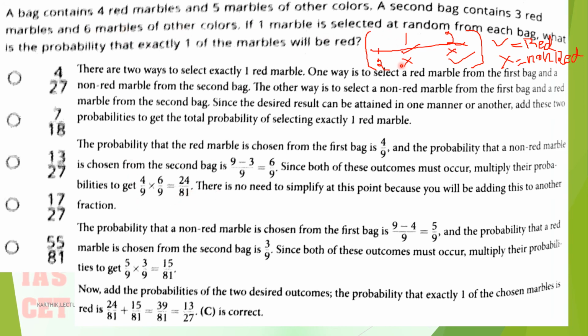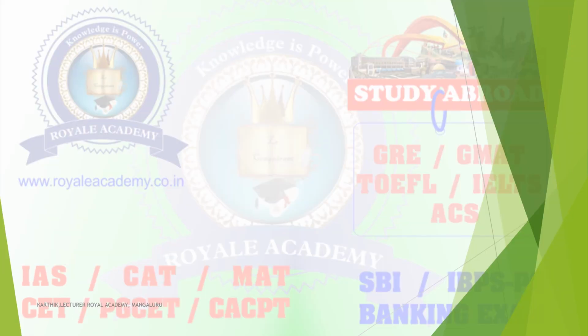The second way is the first bag non-red color marble, the cross. So what is that? 5 divided by 9, into the second bag red color marbles. The red color marble is how much? 3. So 3 divided by 9. Then that combination is 15 divided by 81. The summation of these two gives the probability. Option C is the correct answer.